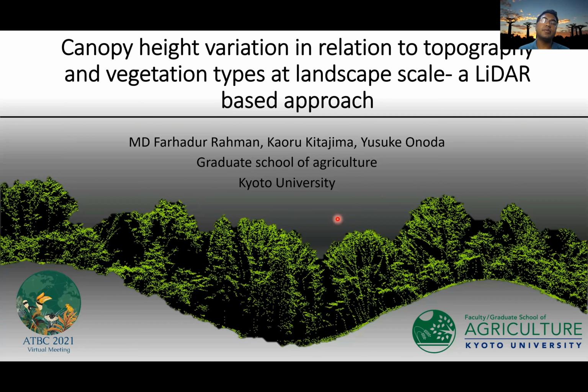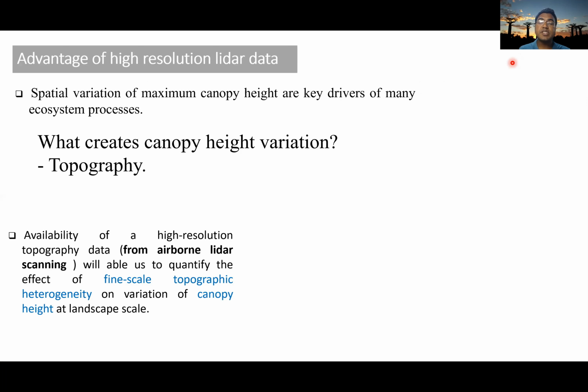Today I'll be talking about canopy height variation in relation to topography and vegetation type at landscape level. We derive the canopy height information and the topography information from airborne lidar scanning. The spatial variation of maximum canopy height is a key driver of many ecosystem processes, like the dynamics of carbon sequestration. So researchers are always very interested to know what creates the canopy height variation. The answer is pretty obvious, which is topography, at least at landscape scale.